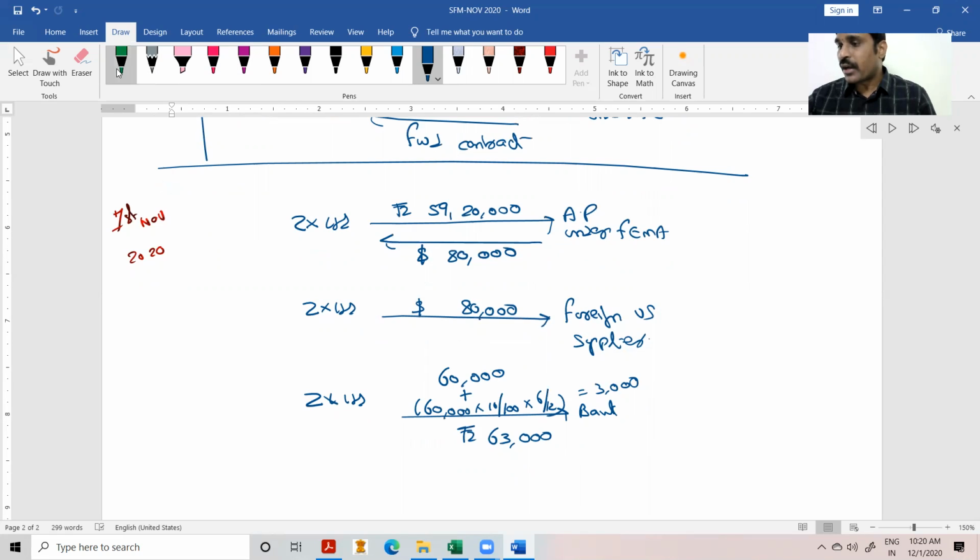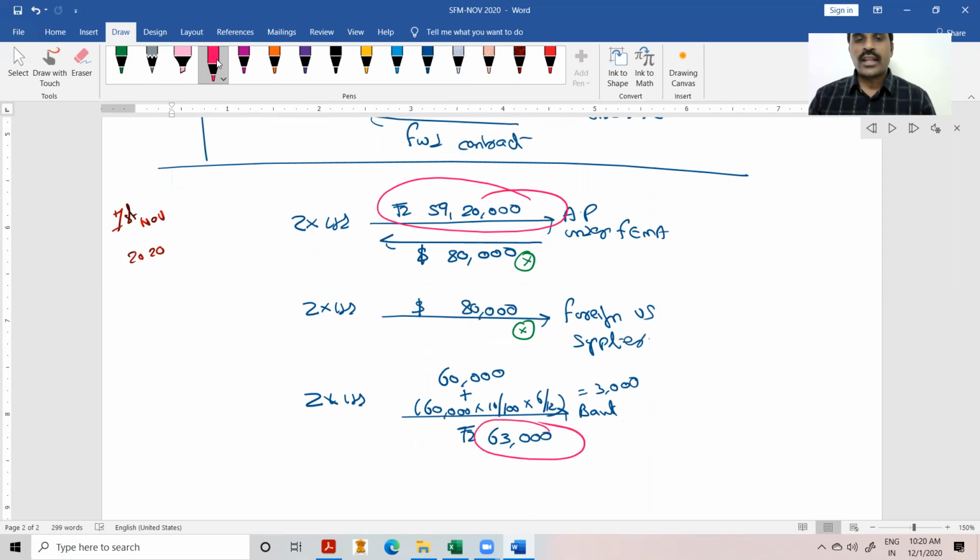So if you look at this point, the inflow of dollars and outflow of dollars is knocked off. Therefore, what is remaining is only this 59 lakhs 20,000 and this 63,000. So 59 lakhs plus 63,000 is 59 lakhs 83,000. Therefore, total cost of forward is rupees 59 lakhs 83,000. That is what we'll write.